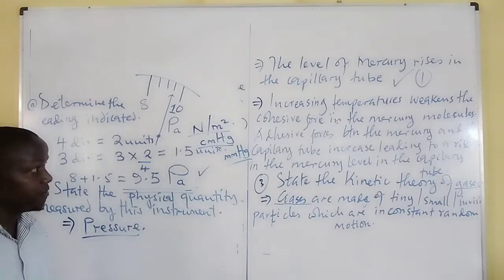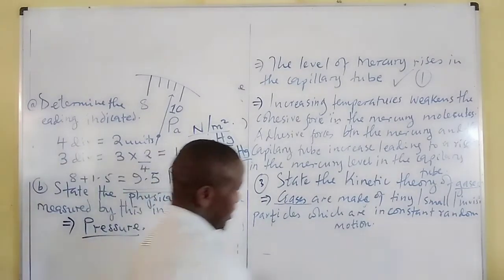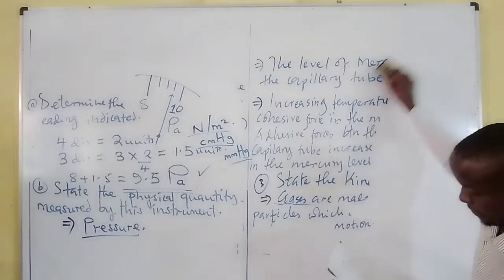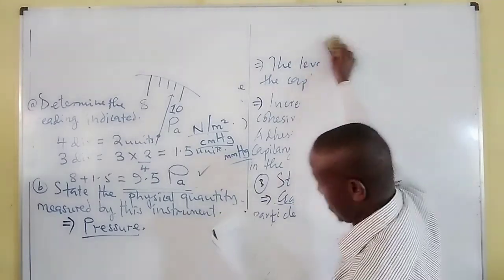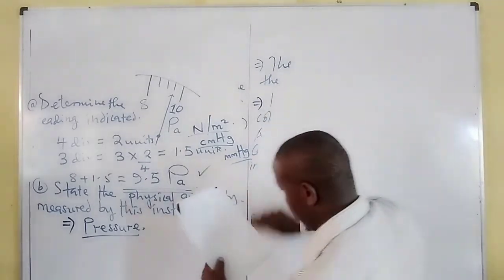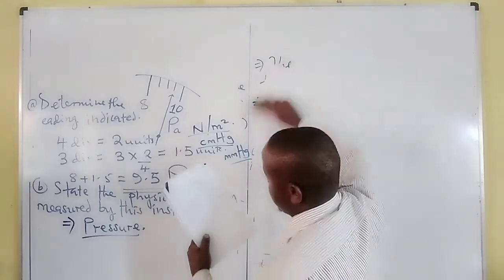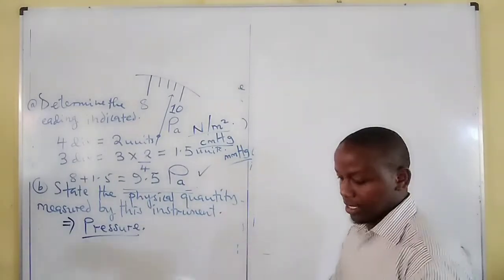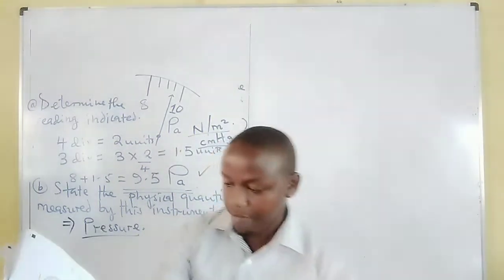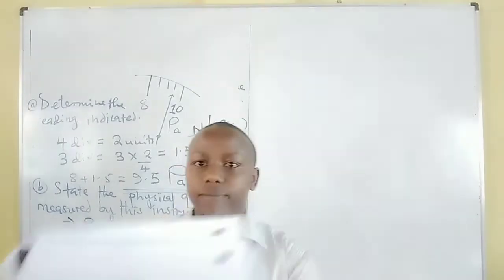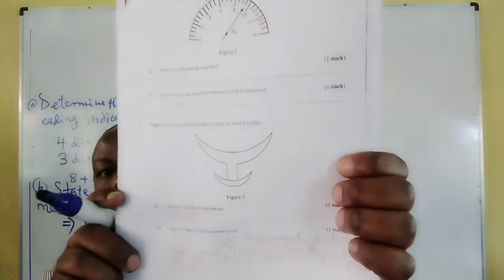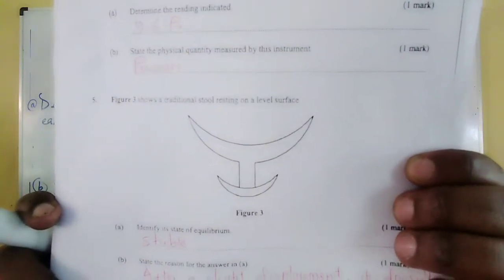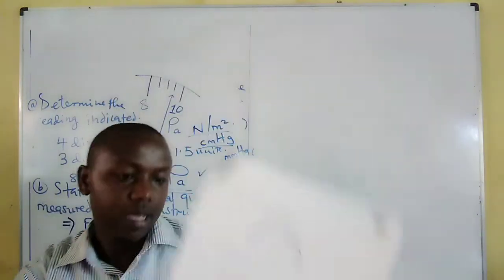Let me go to question number 5, which again has a diagram. Figure 3 below shows a traditional stool resting on a level surface. Let me just project the diagram for you so that you can see it. This is a traditional stool which is resting on a level ground. And now we answer some questions.